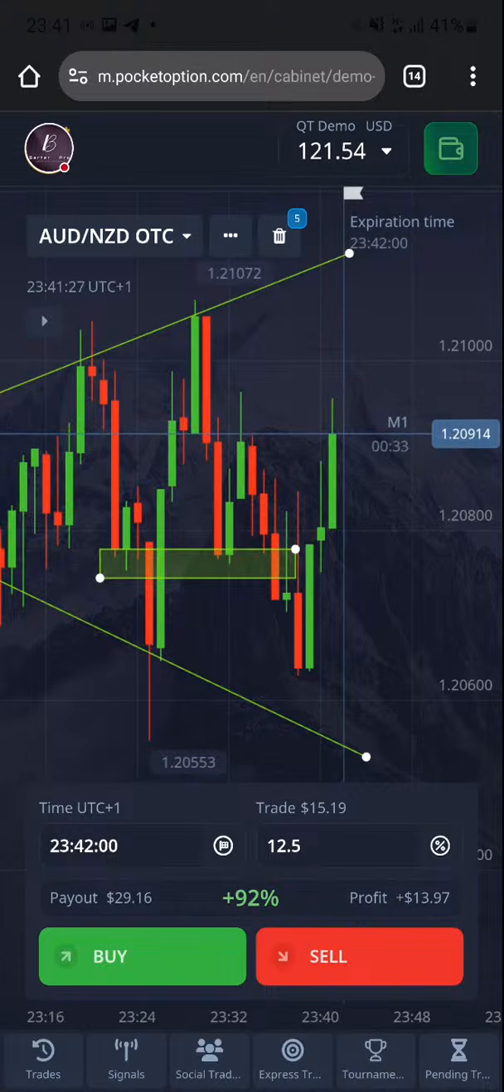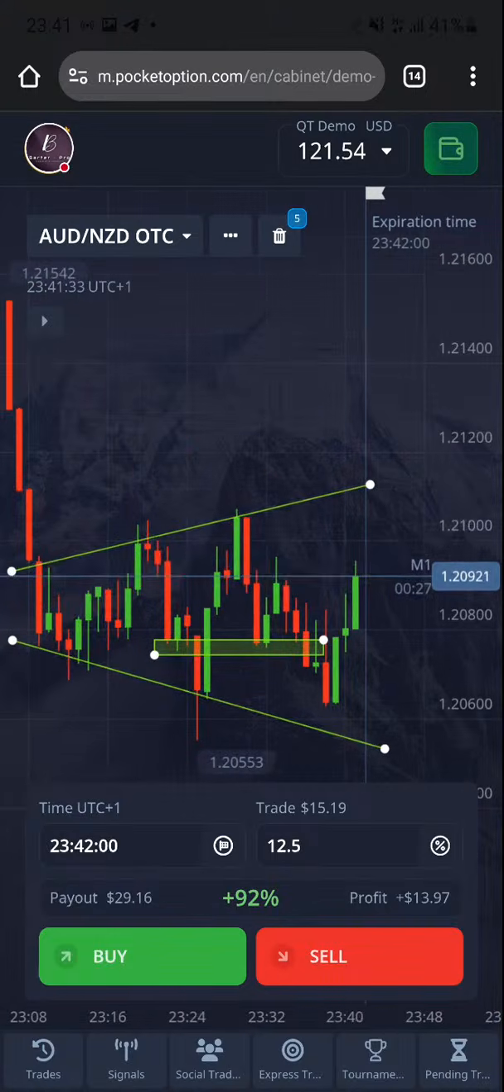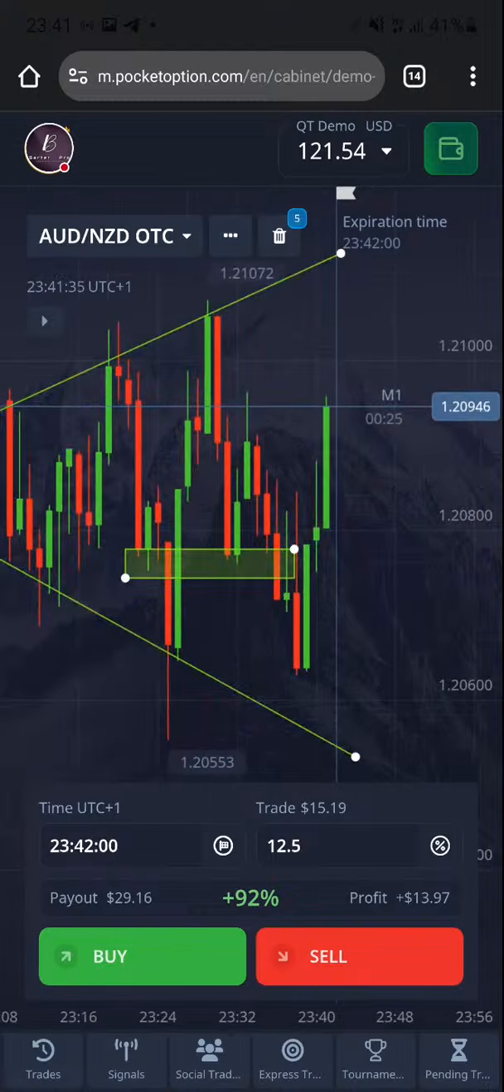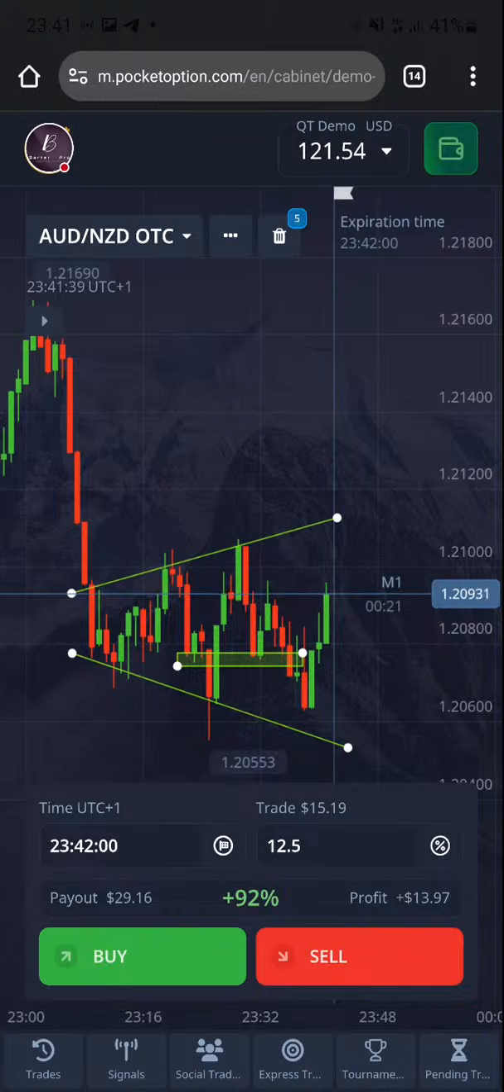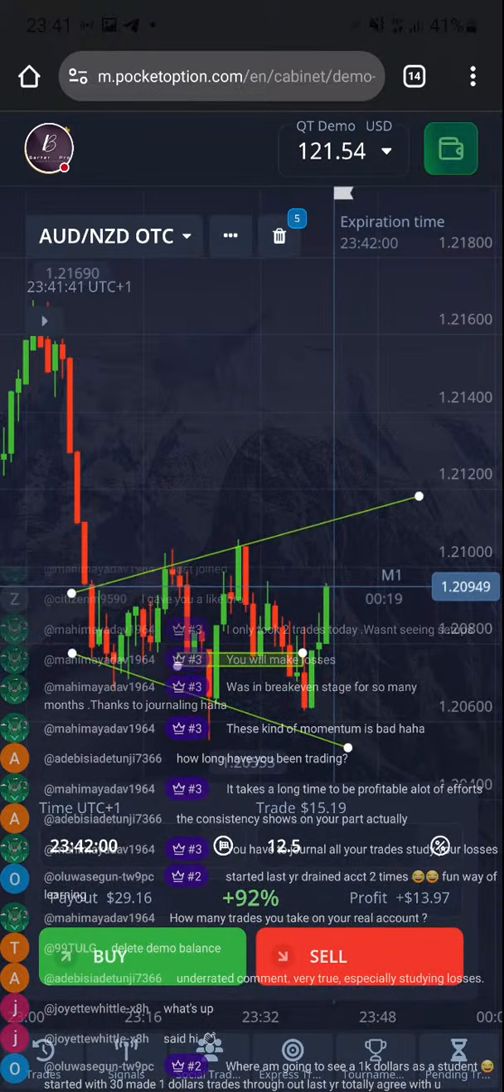So you get the gist. This is how you can become a better trader. You get it. We have another double bottom here right now. You can see this is another double bottom. It's already forming. The buyers are going to come in and they're going to break this level.